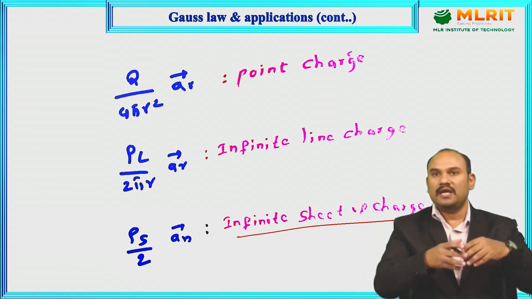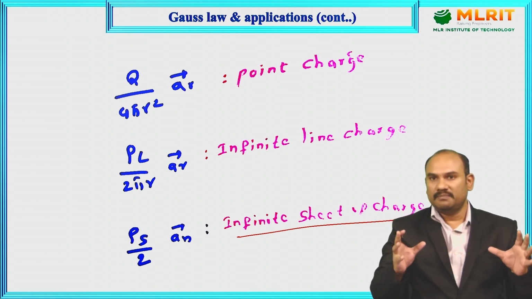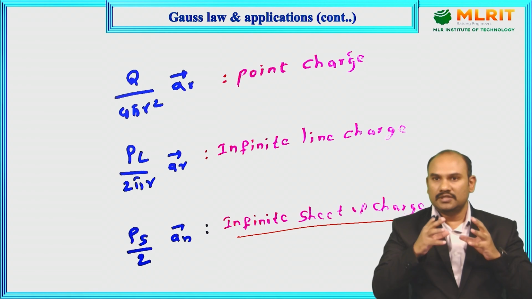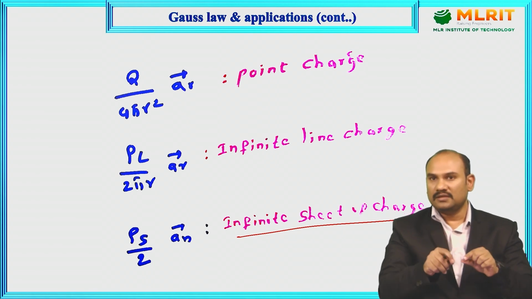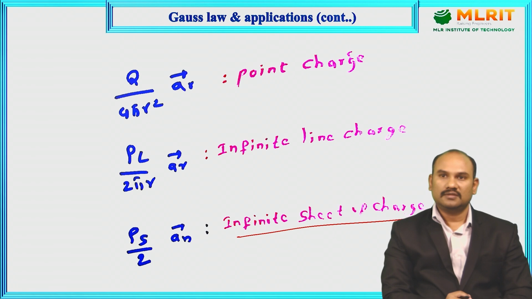Size means the area of the sheet is too big. If the size of the sheet, meaning the area of the sheet on which the charge is deposited, is too big with respect to the distance at which you are measuring the charge, then that is treated as an infinite sheet of charge.